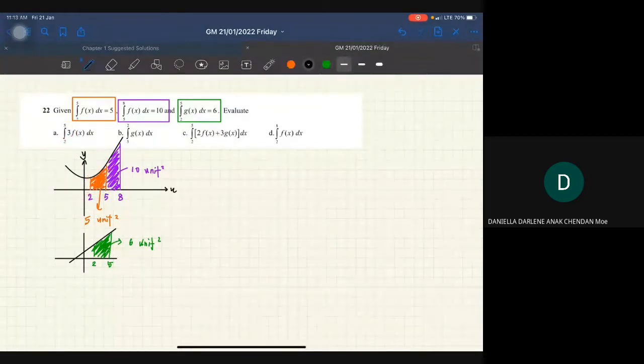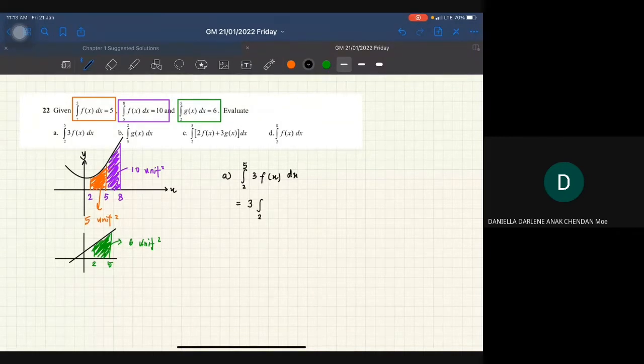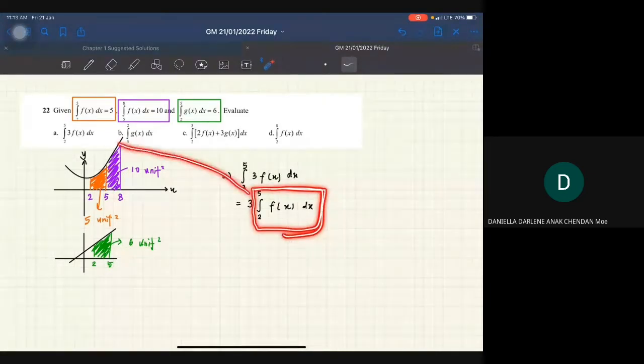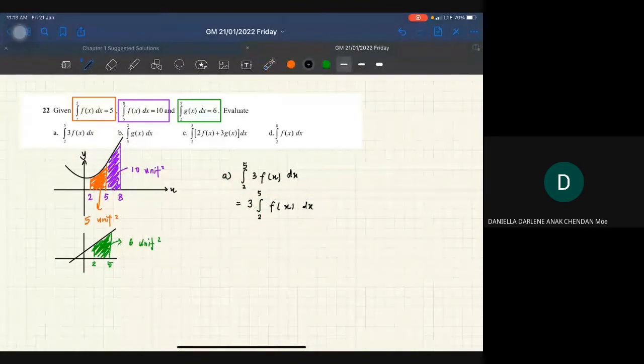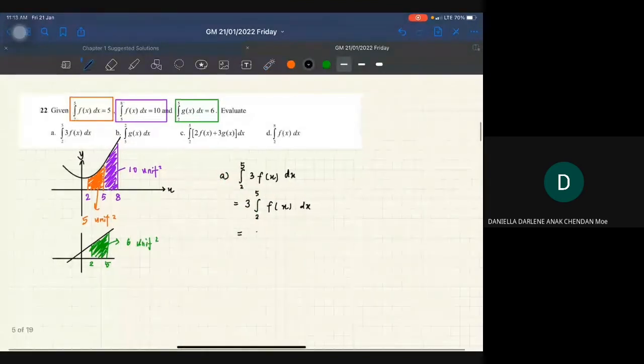Okay, so cara untuk tulis dia, yang first part A, so we have 2 until 5, 3 fx dx. Okay, so you just bring out the constant 3 and then salin je balik 5 fx dx. Okay, so this one dia dah sama macam this one yang warna orange. So ganti masuk sahaja, awak akan dapat 3 darab 5 which is 15. Okay, so simple je cik.